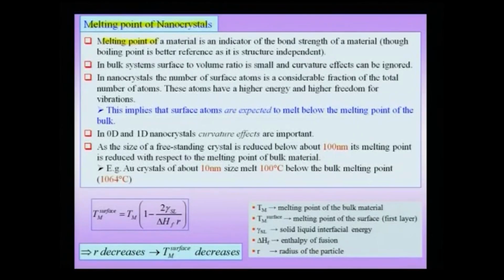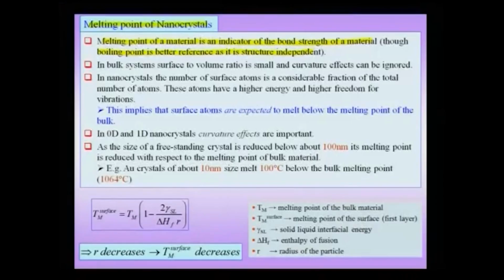The melting point of a material is an indicator of the bond strength of the material, though the boiling point is a better reference as it is structure independent. In the solid state, for instance, you have various kinds of phases possible like the BCC crystal or the FCC crystal, and this would affect the melting point, but boiling point is from the liquid state to the gaseous state, and that is a better indicator of the bond strength. But nevertheless, melting point also gives you some kind of an indication of the bond strength in a material.